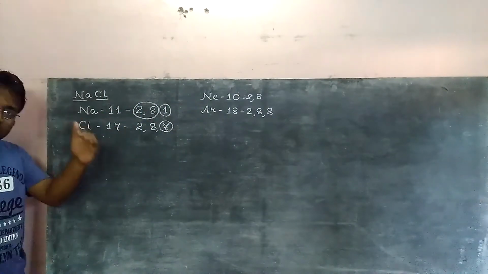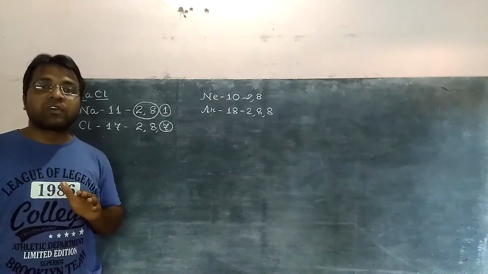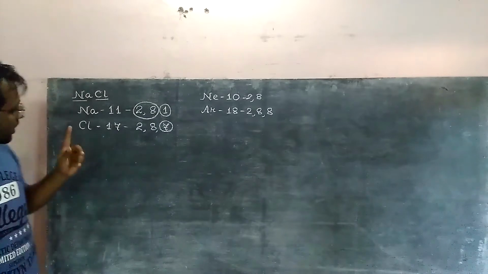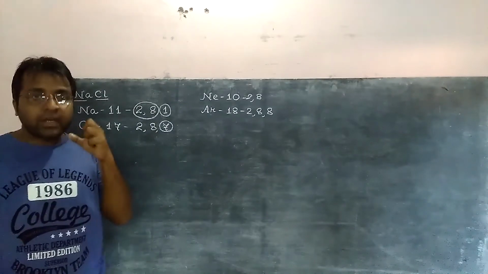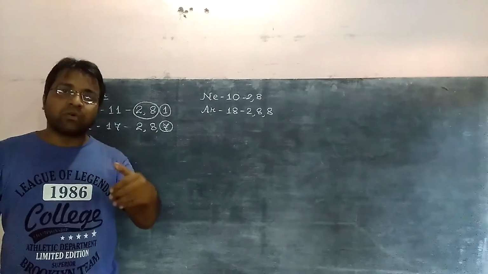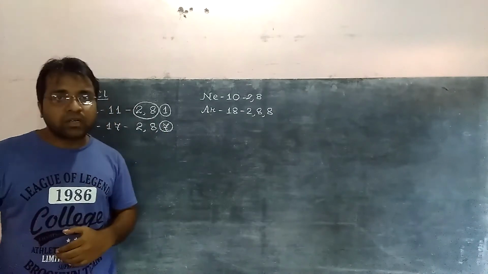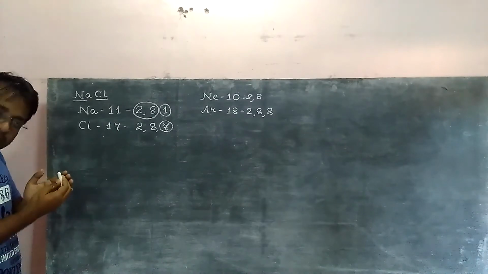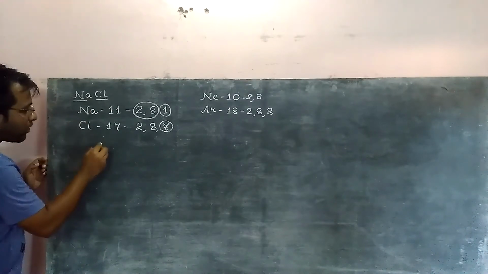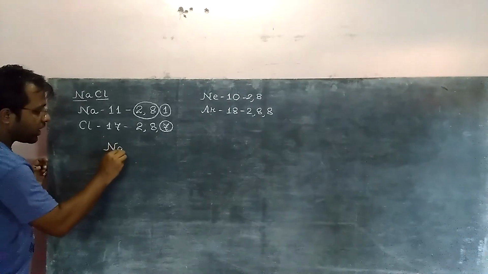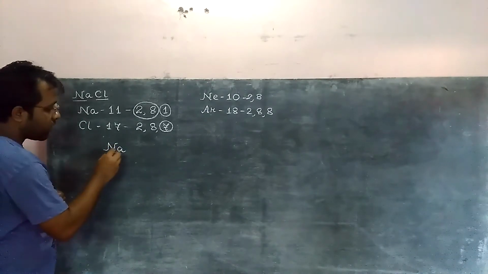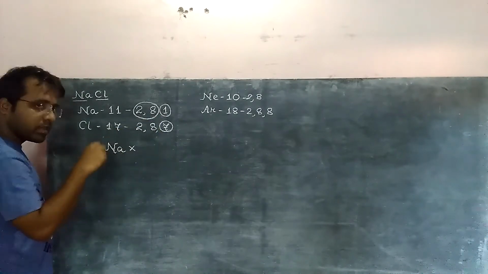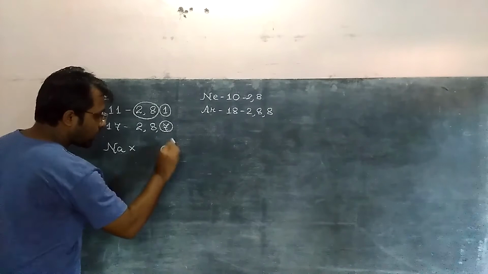So what happens? Metal loses the electron according to the valency to acquire the nearest inert gas configuration. Similarly, non-metals gain the electron according to their valencies to acquire the nearest inert gas configuration. This way what happens? They become ions and a bond is formed between them. So we can show the bonding in this manner. If you say this is the Lewis dot structure of sodium, and we can represent the valence electron with a cross sign.